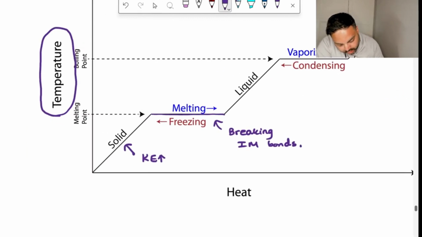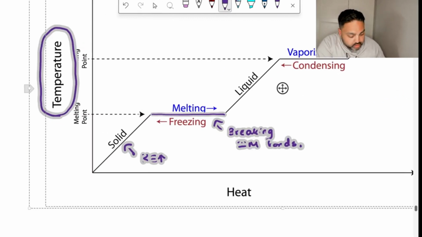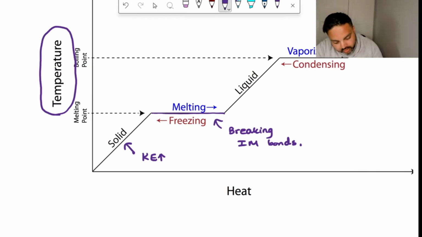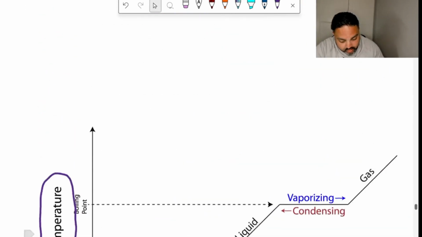Notice that when something changes state, it does not change temperature. If you are doing chemistry, one of the ways that you know something is a pure substance is that it has a fixed melting and boiling point, whereas if it was an impure substance, the line would look like that. It wouldn't be a flat line, it would increase slightly. No, Isabella, that's specific heat capacity. So there's two different things.